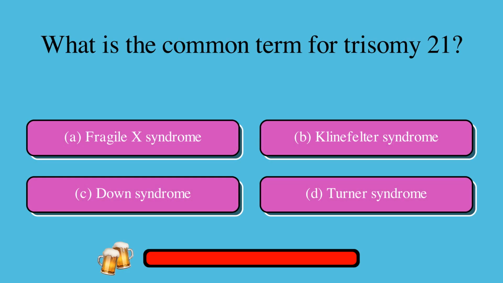What is the common term for trisomy 21? A. Fragile X syndrome, or B. Klinefelter syndrome, or C. Down syndrome, or D. Turner syndrome? The correct answer is C. Down syndrome.